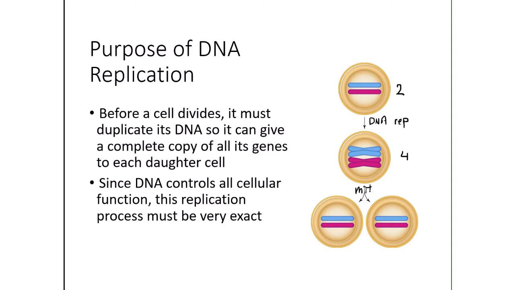And cell division, or mitosis, will then cause this cell to split into 2. Each of the daughter cells will get just 2 copies of DNA, which would be exact copies of the original found in the parent cell. We must copy the DNA in the exact way because the DNA is the blueprint of life, right? It's what gives the cell its identity and its function. So we want the replication process to be very exact.